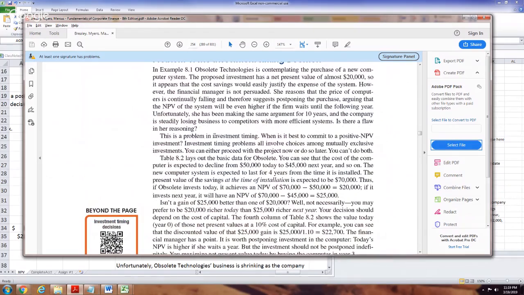It says the layout of basic data. You can see the cost of computers is projected to decline from 50 to 45 next year. The NPV is if it's the last 4 years from the time it's installed. The present value of the savings at the time of the installation, okay, at the time of the installation, is 70 every time. So when you read the little narrative in here, you get a little bit clearer detail on that. If Obsolete invests today, it achieves an NPV of 70,000 minus 50. So yeah, looking at what that all is.